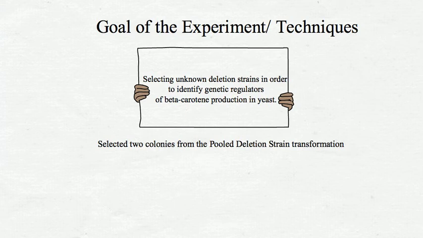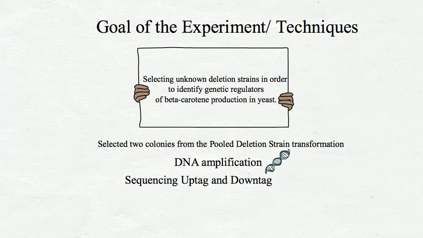Before sequencing the barcodes, the regions of DNA that contain these barcodes were amplified from our yeast. The uptag and downtag barcode sequences from the colonies that I selected were then sequenced. These sequences allowed identification of the strains and determination as to which gene was deleted.